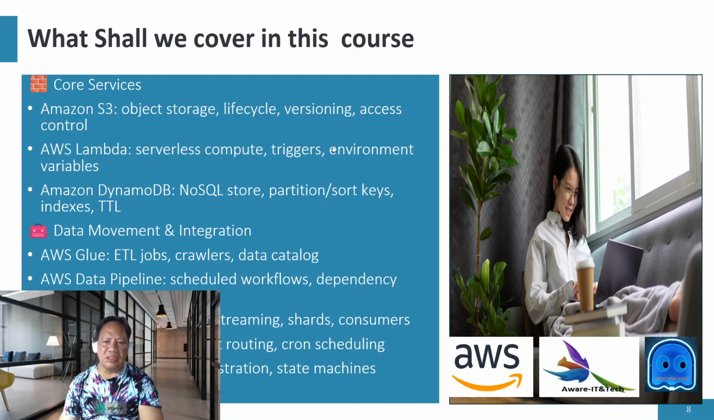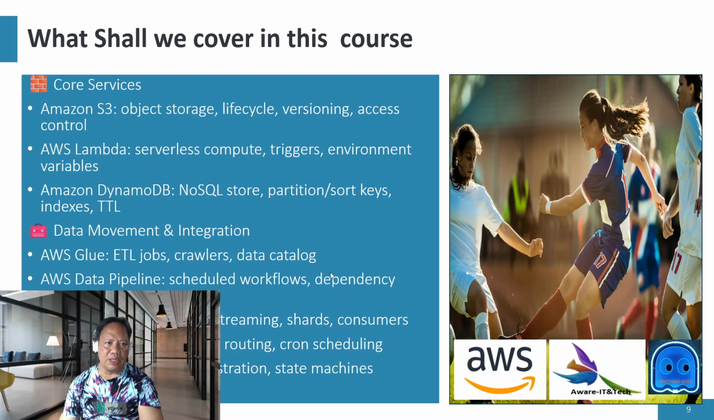So these are the things that we are going to cover for this course. We'll be talking about S3, Lambda, and DynamoDB. These are the data movement. We'll be using Glue, AWS Data Pipeline, Kinesis, EventBridge, and Step Functions for orchestration.